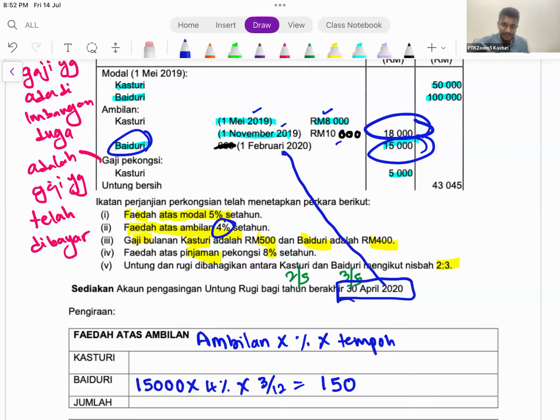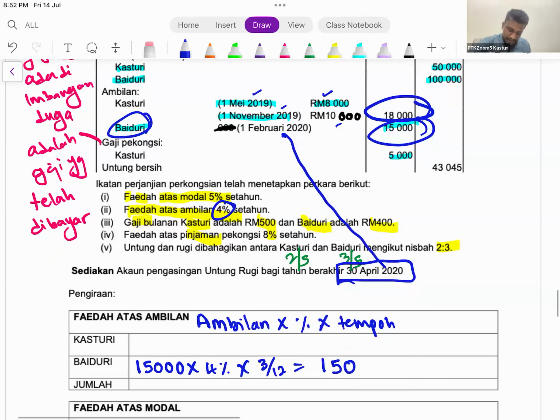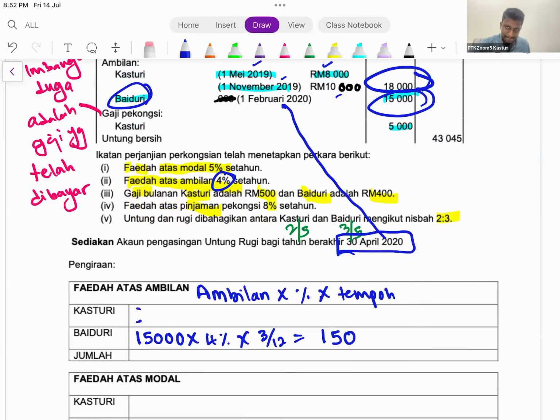Anyone? So first, saya ada 2 ambilan. Saya open bracket. 8,000 darab dengan 4%. 520 too much. Oh, are you talking about the total? See one by one. 8,000 times 4%.